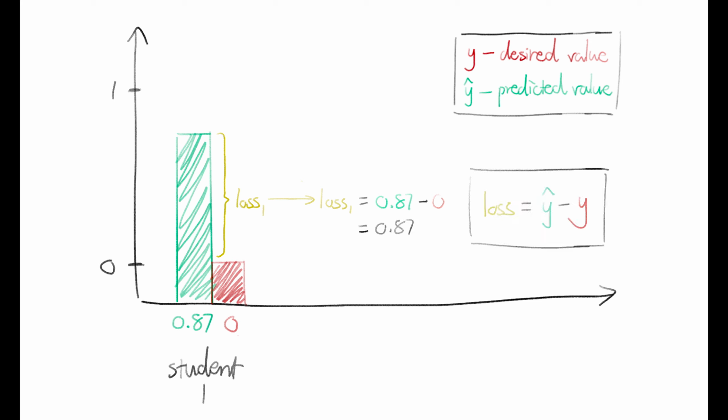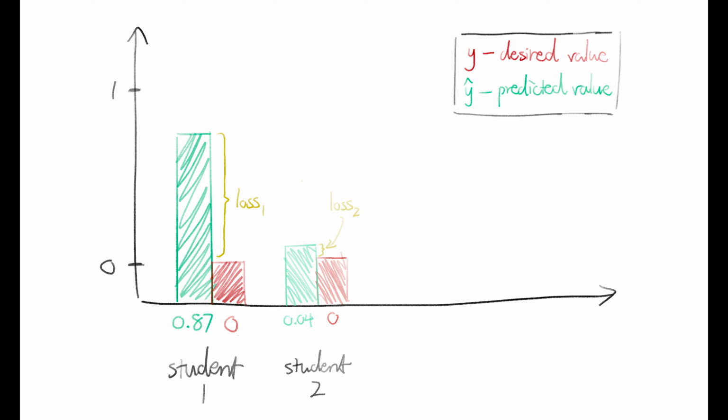Now, with a loss function, we have a mathematical way to describe how much the network's outputs differ from the desired outputs. With the tricky student example, we have a loss of 0.87, and that's pretty large. But if there was another student whose predicted output was 0.04 and the desired output is 0, the loss is small.